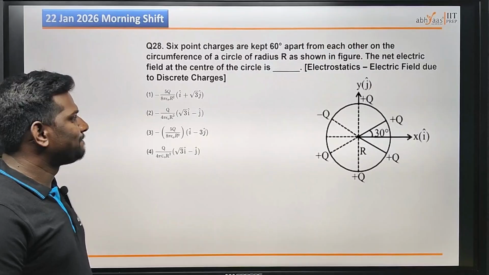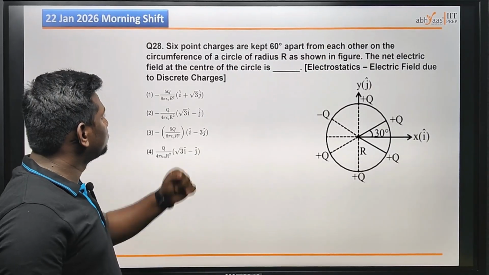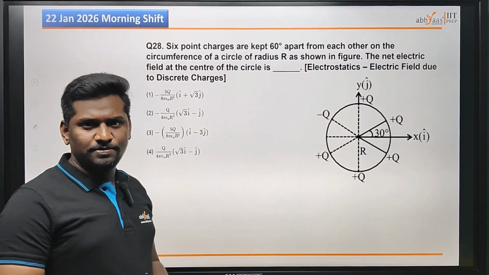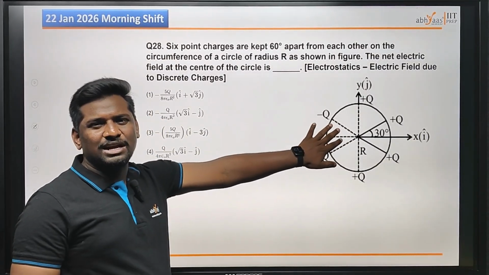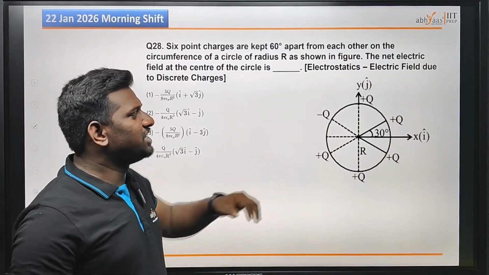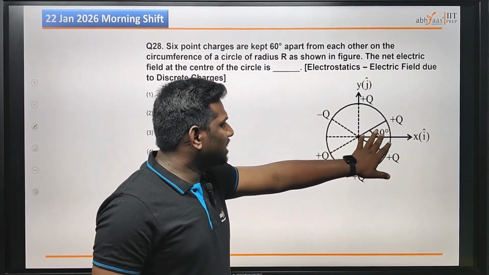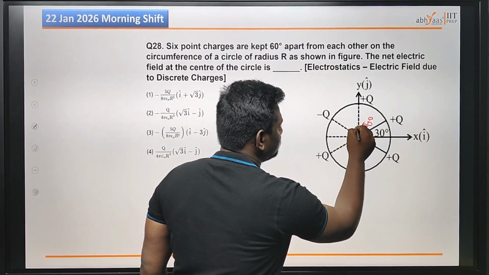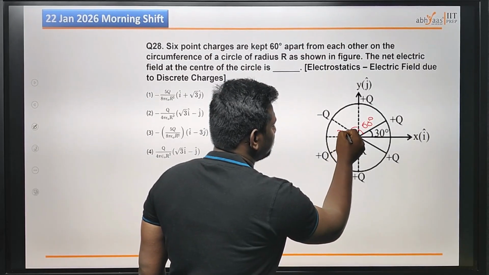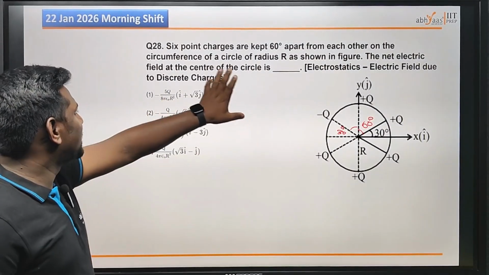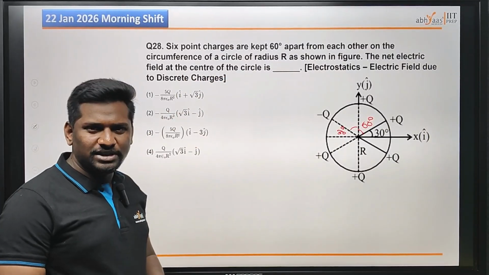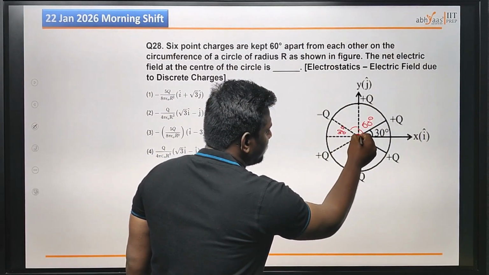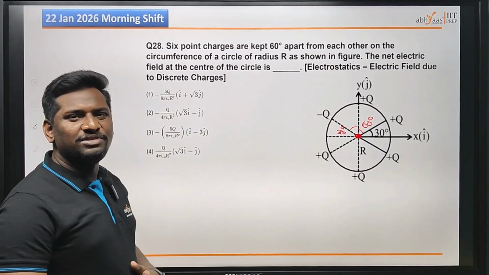So next one, see here. Good. What is the question? There are 6 point charges around a circle. The angle between the charges is 60 degrees. The charges are making an angle of 60 degrees with each other, and this is 30. So you have to find the net electric field at the center of the circle.